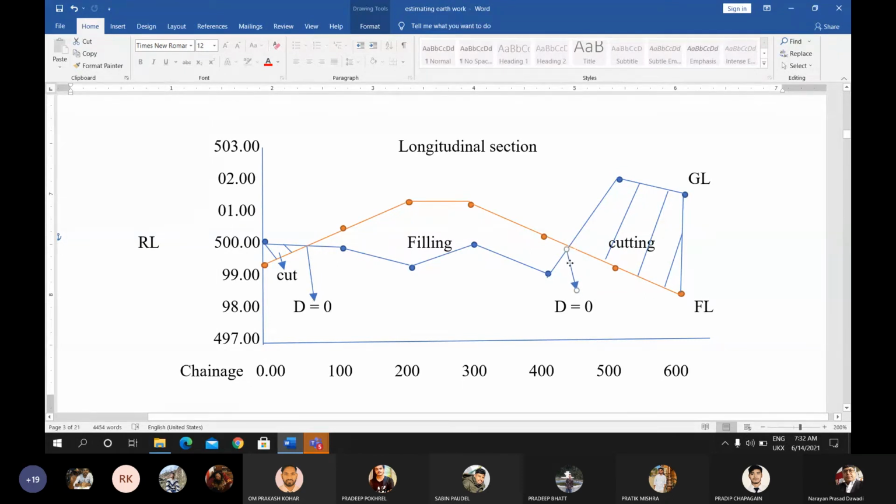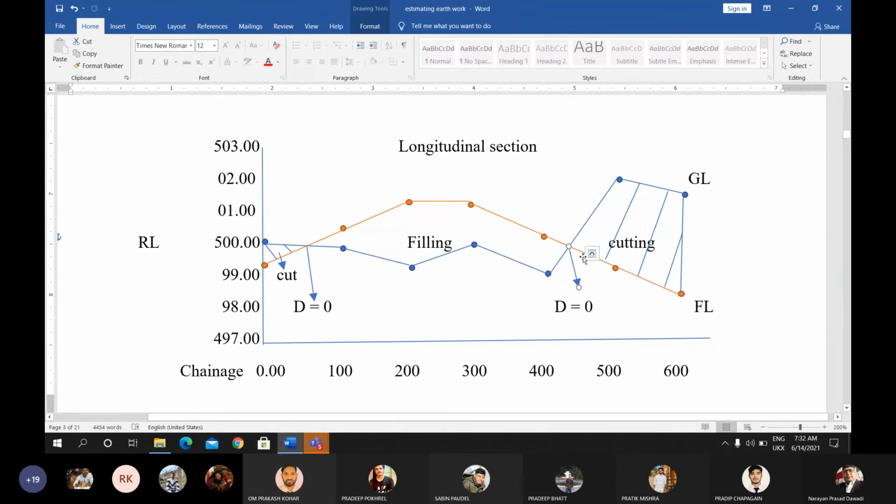For this section, d is equal to 0, because the section is in filling here. Before d is equal to 0, the section is filling, and after d is equal to 0, the section is in cutting. So from filling to cutting, the road changes, and in between the filling and cutting there is a depth of 0.